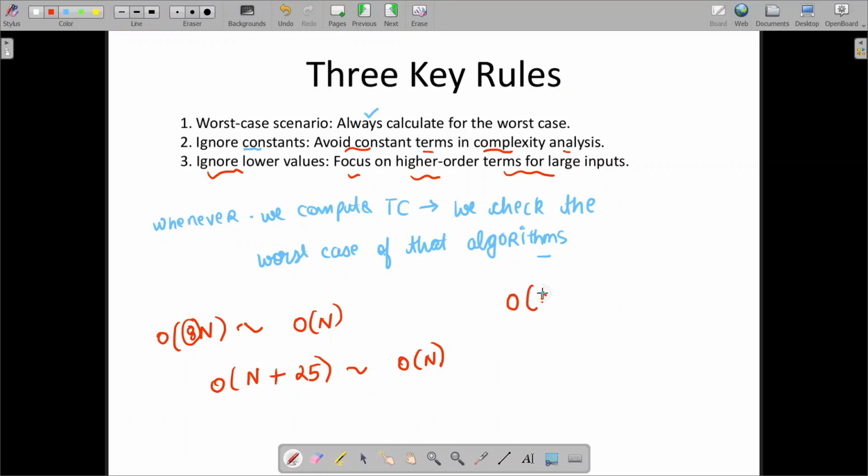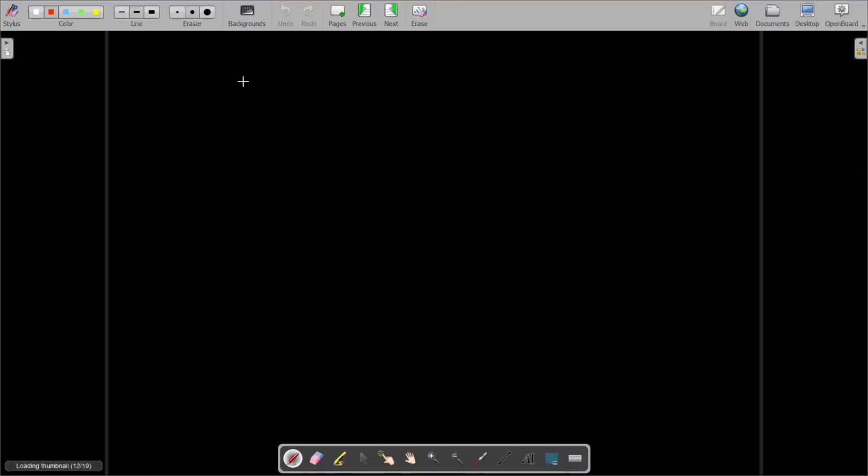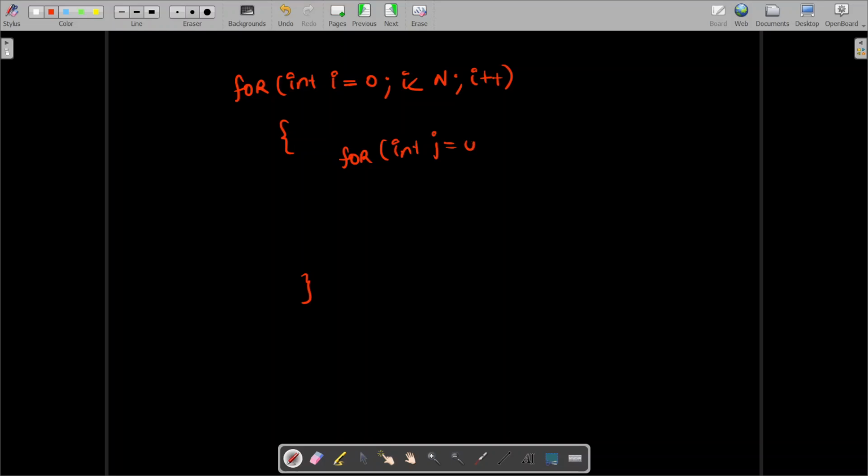Suppose I write an algorithm where I am running a nested for loop and also a single for loop, so the time complexity of both of them is added. Suppose I write a for loop with i less than n, i plus plus, and I wrote another for loop: for int j equals 0, j less than n, j plus plus. What do you think the time complexity of this algorithm is? What is the worst case time complexity?